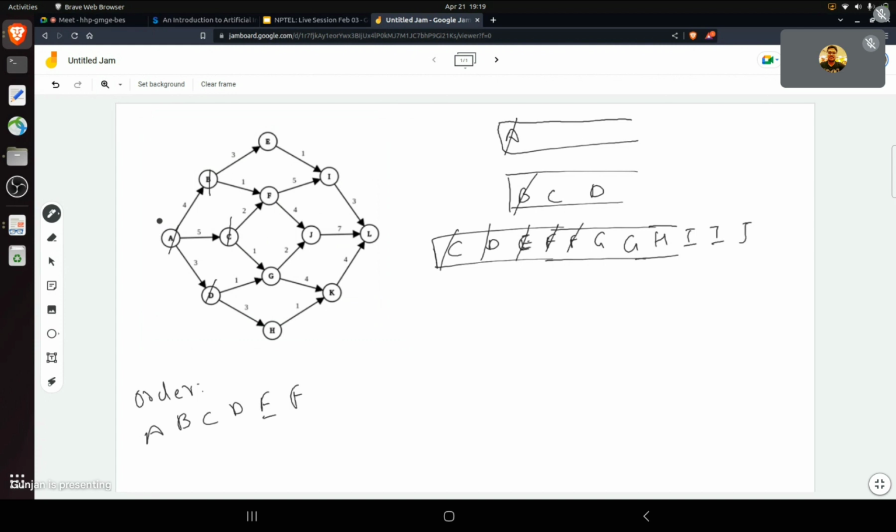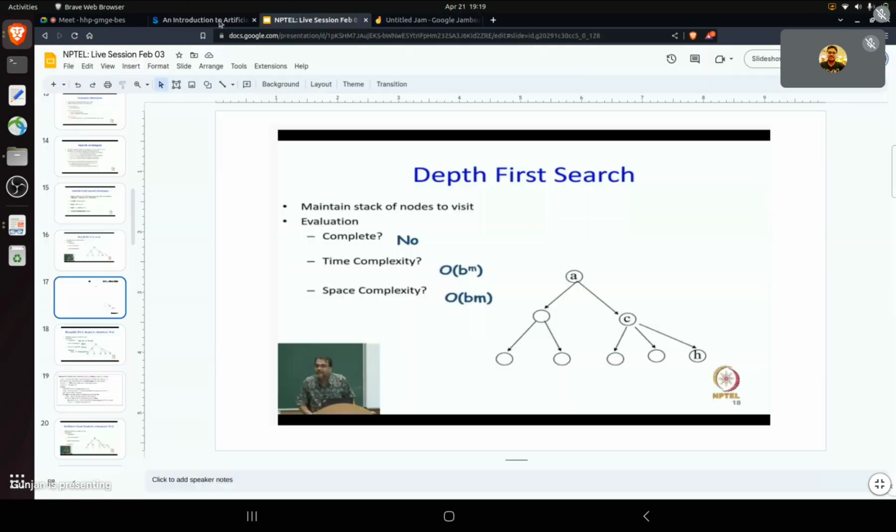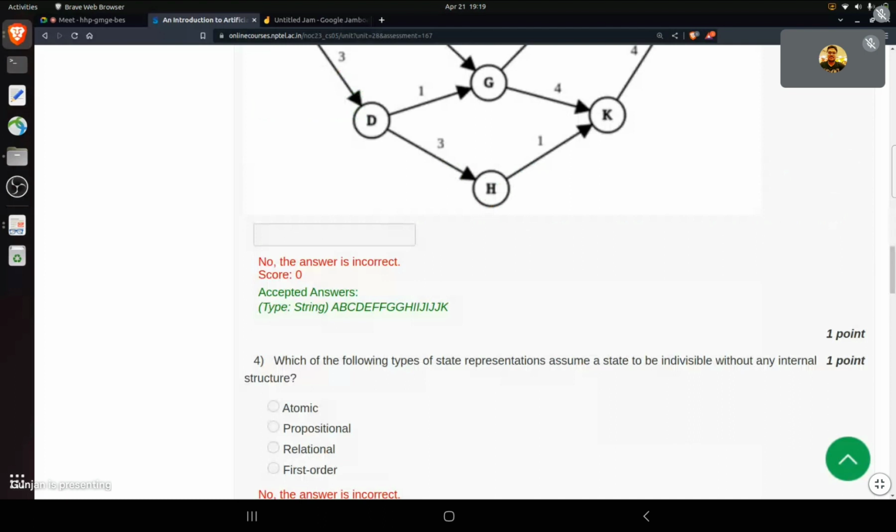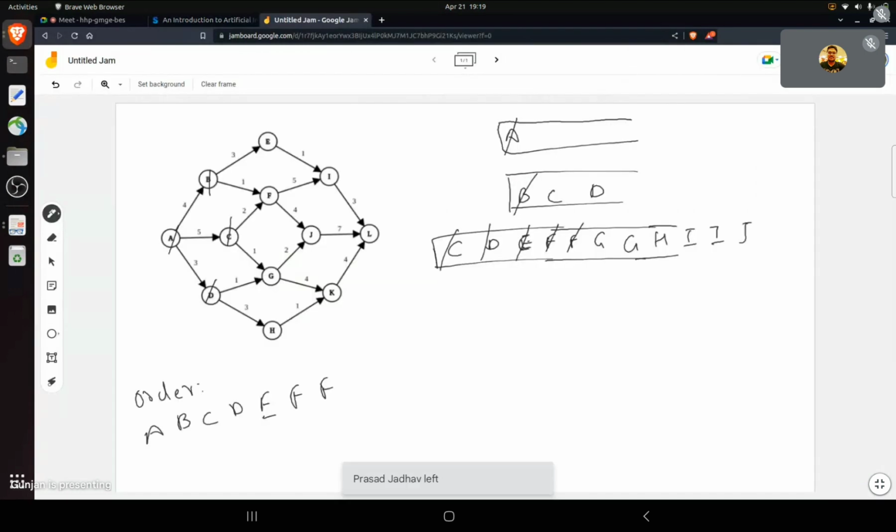Then again we will pop F. We will pop F again. So it will be A, B, C, D, E, F, F. Let me just check whether that is consistent here. So we have A, B, C, D, E, F, F. Then again we will add the children of F, that is I and J.